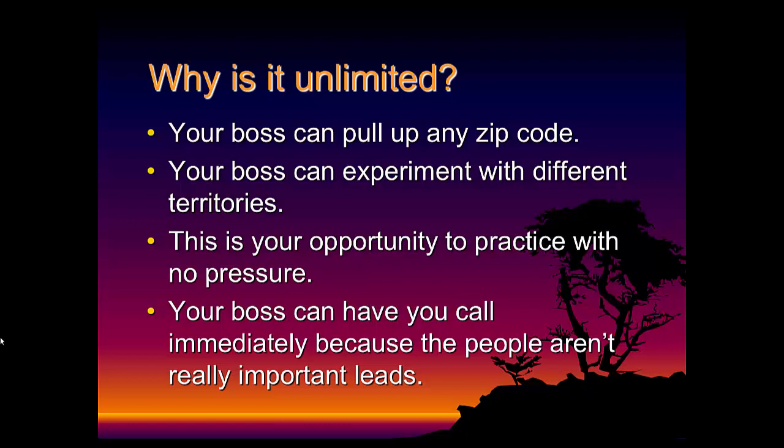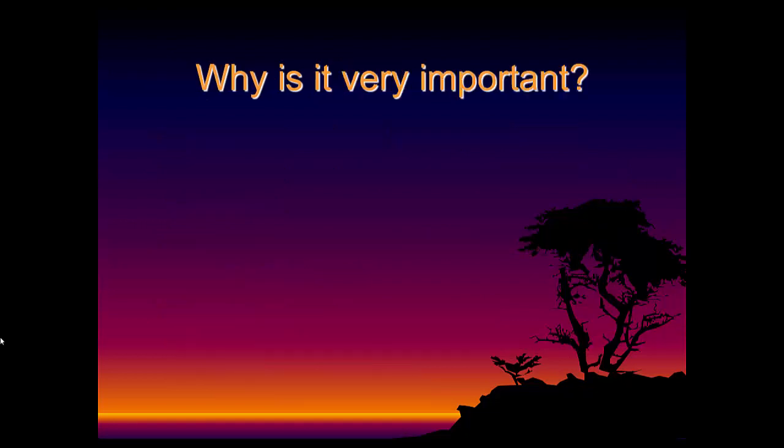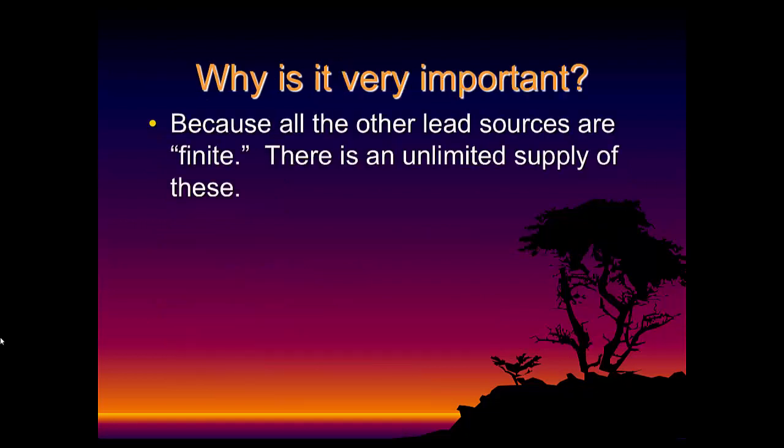Now, when you call an expired, well, there's a very limited amount of expireds, so each one is really important. Same thing with the FSBO. Same thing, let's say, with my farm territory. There's a finite number of people in the farm. So that's why this is so powerful and important, right?